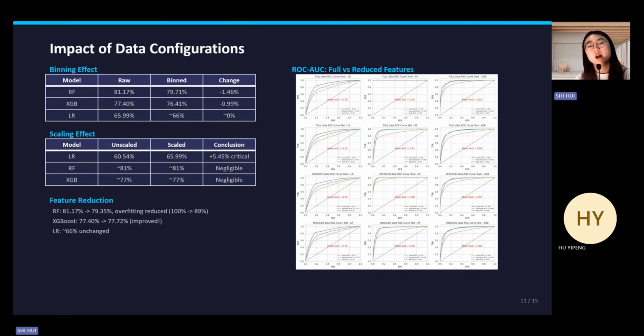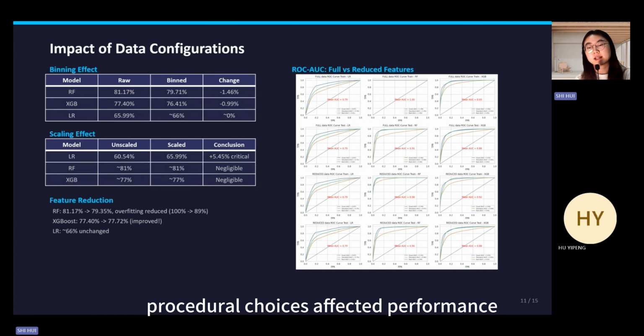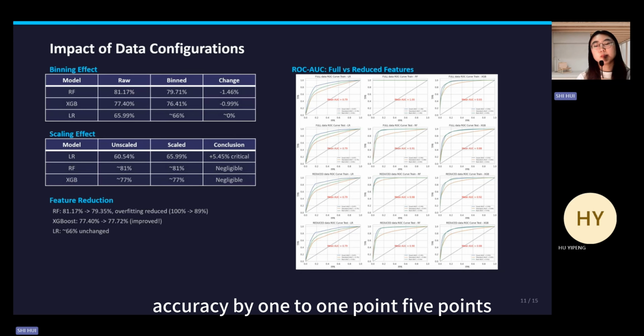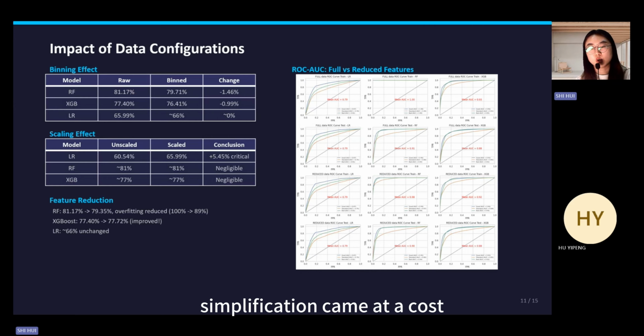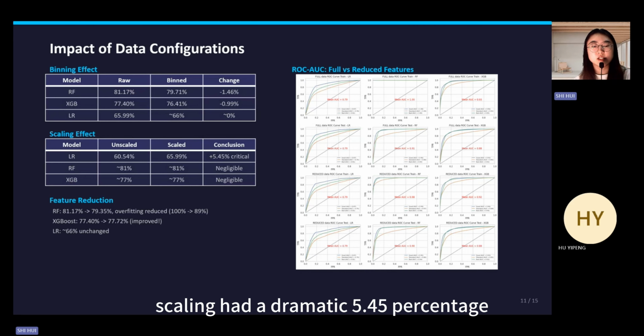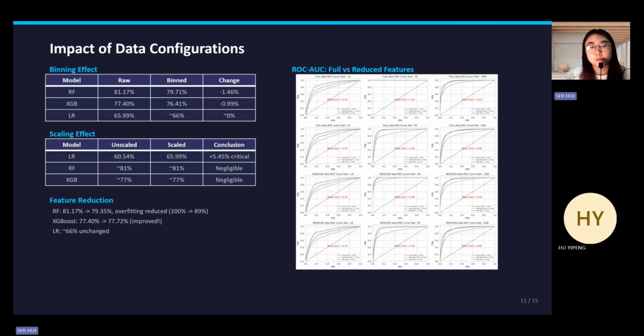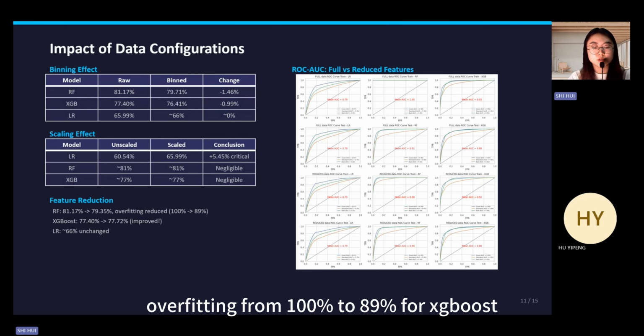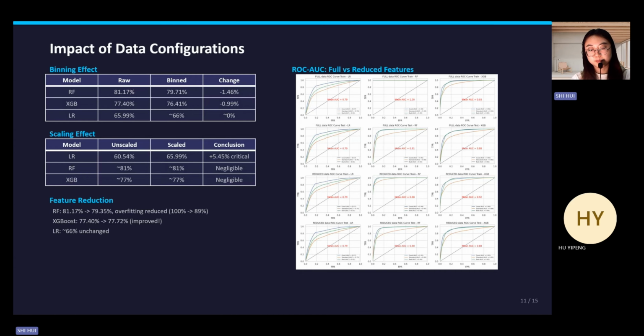The tables on the left show how preprocessing choices affected performance. Binning reduced tree model accuracy by 1 to 1.5 points. Simplification came at a cost. Scaling had a dramatic 5.45 percentage point impact on logistic regression, but was negligible for tree models, which is as expected. Feature reduction slightly decreases random forest accuracy, but substantially reduced the overfitting from 100% to 89%.